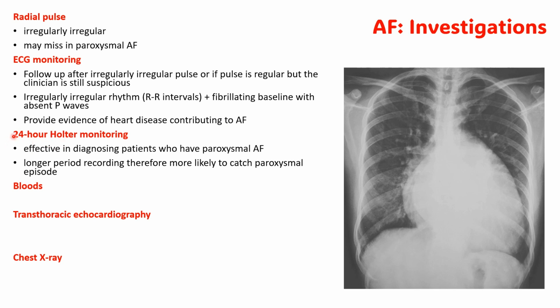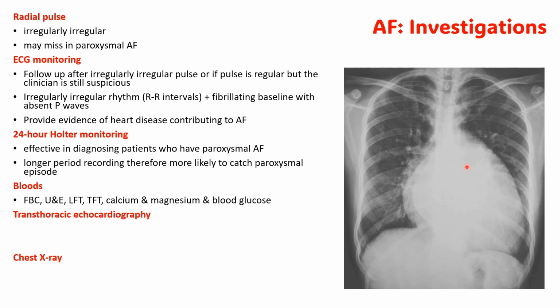So we also have 24-hour ECG monitoring, sometimes called a Holter monitor, and it's very effective in diagnosing patients who have paroxysmal AF. So they have these short episodes, and it can pick them up because there's a longer period of recording, therefore it's more likely to catch these paroxysmal episodes. Bloods, so we have FBCs, U&Es, LFTs, TFTs, calcium, magnesium, electrolytes, also blood glucose.